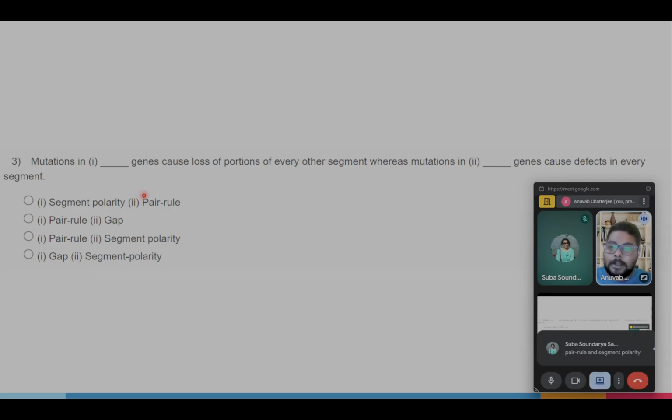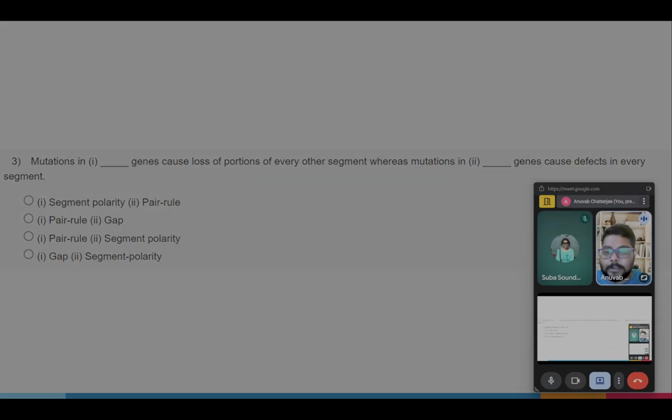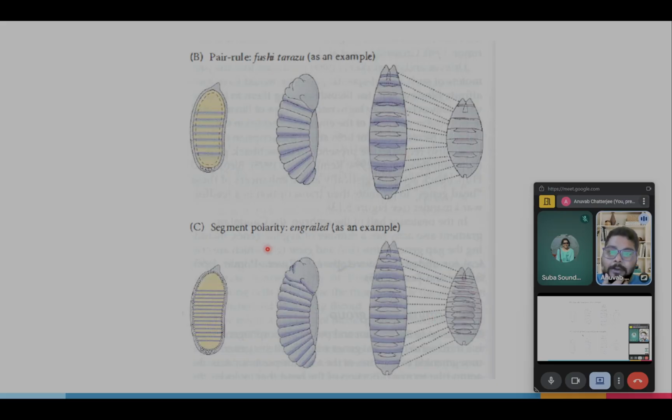Okay, Subha has said that mutations in pair rule genes cause loss of portions of every other segment, and segment polarity does it in every segment, which is absolutely correct. Let us look at it now. So the pair rule genes come as the next rung down the ladder. Pair rule genes are expressed in every other segment. Essentially they are expressed in nice stripe-like patterns that we can see right here in the case of Fushitarazu, and these are expressed not in the segments but, as I said, at the boundary of the segments, the parasegments. So they are essentially formed at the boundary right here.